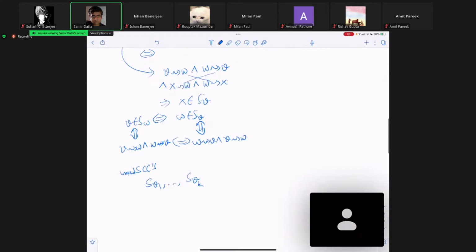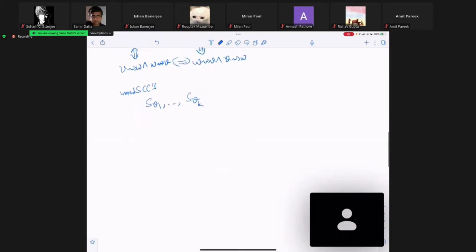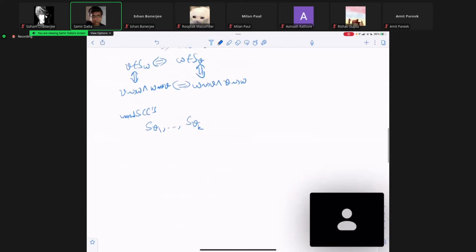Okay. So if you have these maximal strongly connected components, and now you want to draw a graph with nodes which are these components. So you put an arrow from SVi to SVj.